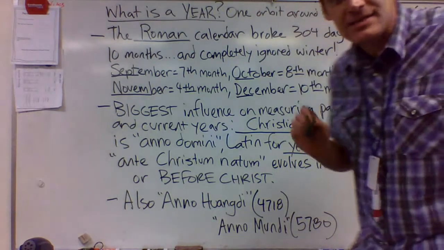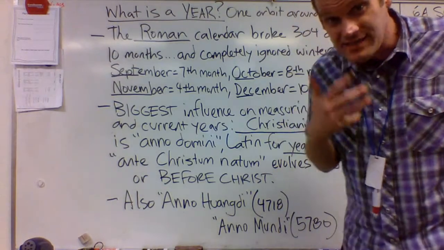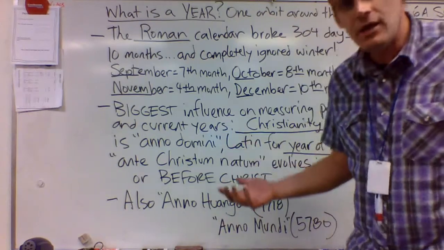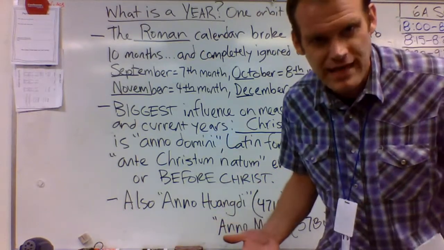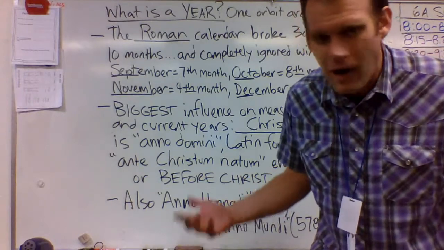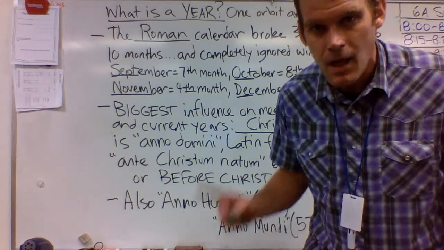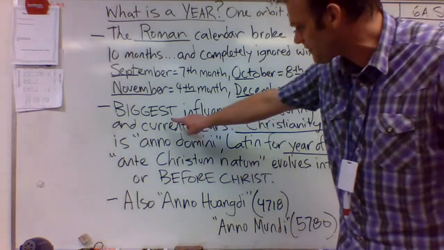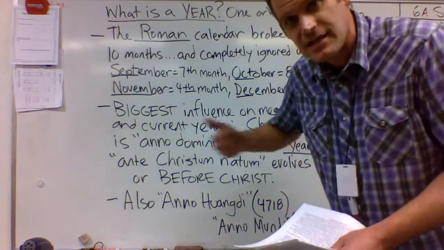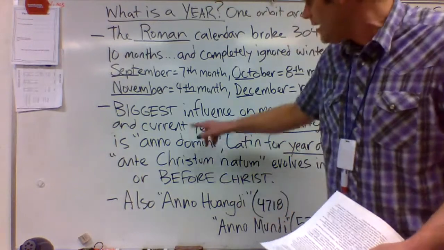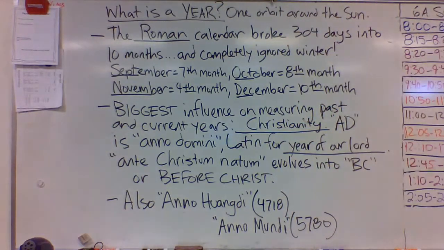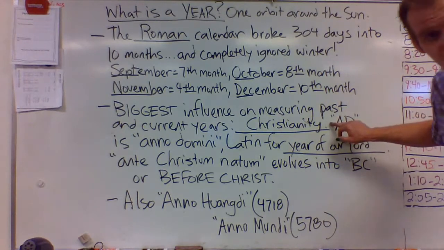What is the biggest influence on how we see years and time using years? Well, we know that the year right now is 2020. But if you think about it, that's kind of an arbitrary number. Why is it 2020? Well, there's a very specific reason for this. The biggest influence, at least in the United States, in Europe, and a lot of the world, on measuring past and current years is going to be the religion of Christianity.